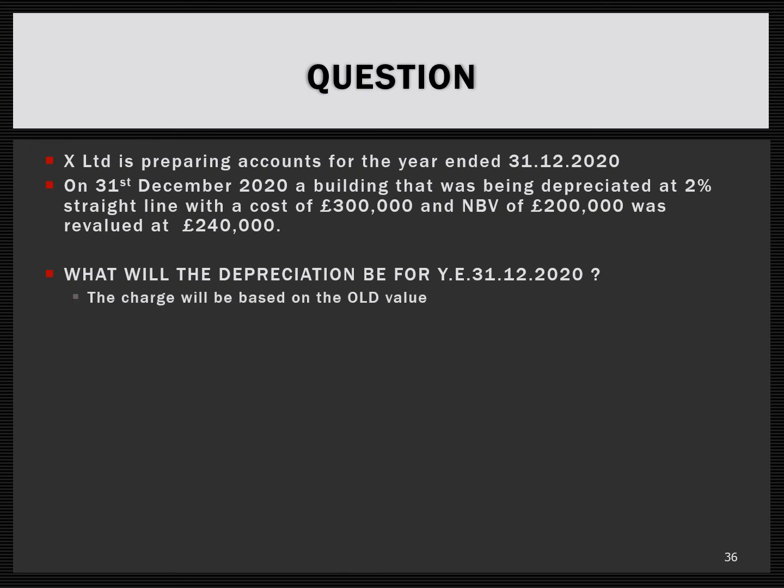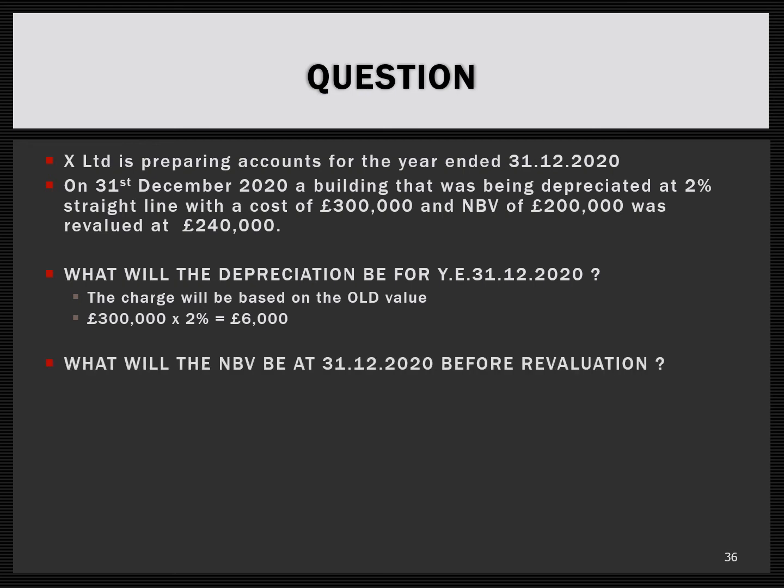So this time the charge will be based on the old value. You need to include an extra year's depreciation based on the original figures. So that will be 2% of the 300,000, which is £6,000. Just work out now what the net book value before the revaluation will be at the end of the accounting period. Assume that there's no revaluation going to be taking place. Work out what the net book value will be on that basis. Pause the video to do that.